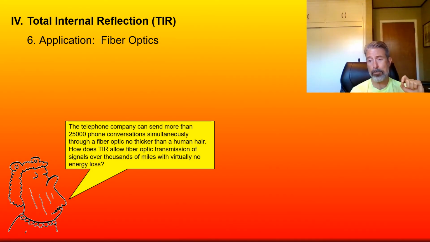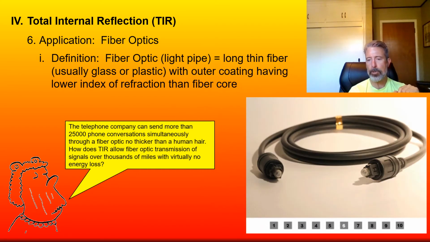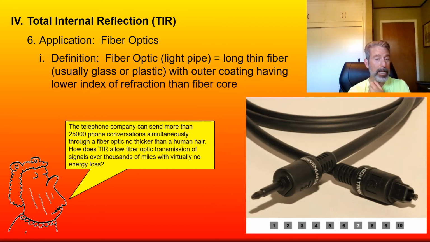So an interesting, practical, and very useful application of total internal reflection in modern society is the technology known as fiber optics. A fiber optic, used to be called a light pipe, is a long thin fiber, usually made of glass or plastic, with an outer coating that must have a lower index of refraction than the fiber core. And we will see in a later slide how this leads to total internal reflection. I'll show you some examples of fiber optics here in this little slide, the simulation here.